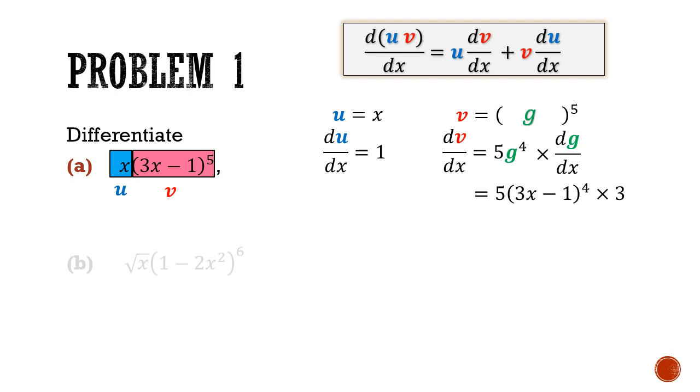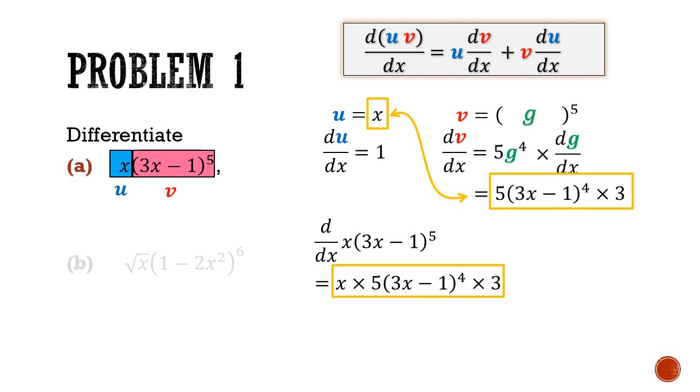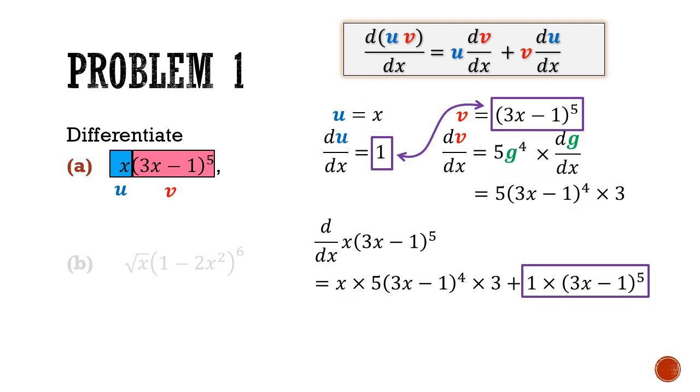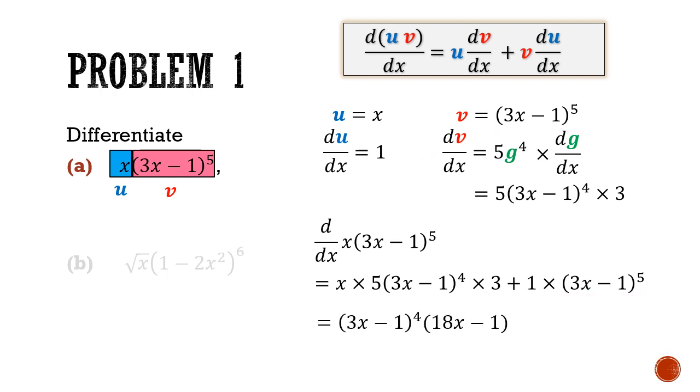So now we can put it together to differentiate the product u times v. And that will give us u dv/dx plus v du/dx. We'll need to further simplify this. Notice that there's a common factor of (3x - 1) to the power of 4 in both terms. So we can factorize that out, collect what's remaining, and we'll get 18x - 1 as the final factor. So (3x - 1) to the power of 4 times (18x - 1) will be our final answer.